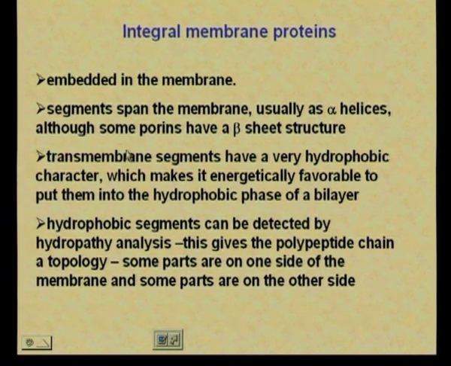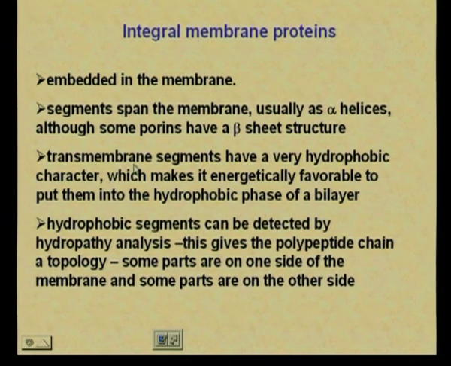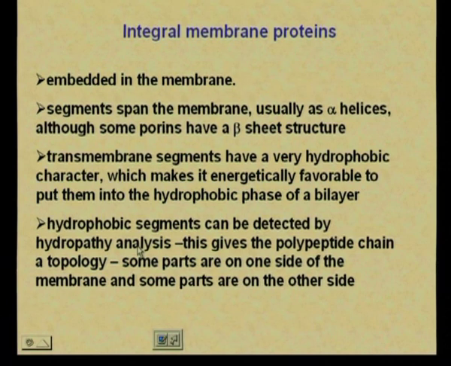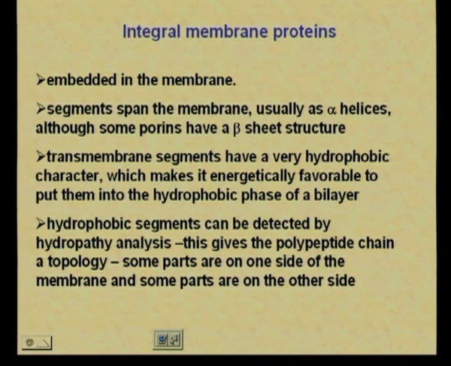There are some porins that have a beta sheet structure. The transmembrane segments, we know from our previous classes, have a very hydrophobic character, so that there is an energetically favorable interaction with the hydrophobic chains of the lipid bilayer. The hydrophobic segments can be detected by hydropathy analysis, which we have done earlier, and this gives the polypeptide chain a specific orientation, a specific topology, where we have some parts on one side of the membrane and some parts on the other side. So, this is the property of the integral membrane proteins. Okay.